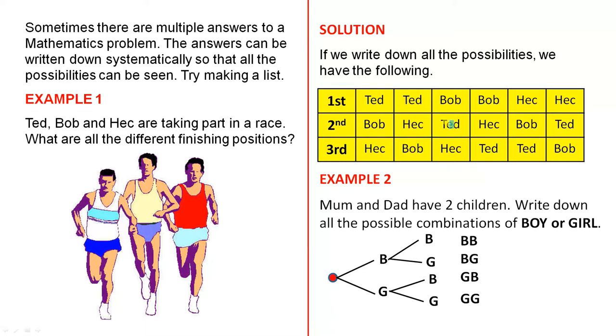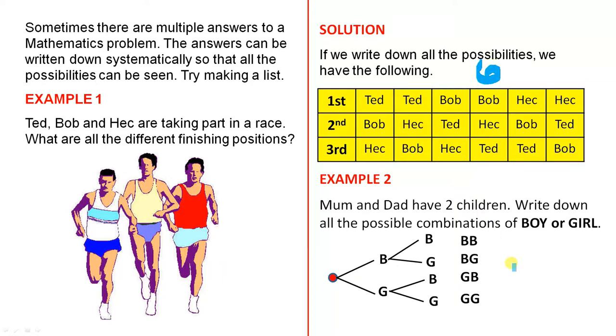Bob can win, followed by Ted and Heck. Bob can win and a different order for the other two. Heck can win, followed by Bob and Ted. Heck can also win, followed by a different order for the other two. So there are all the lists that we've written. And altogether there are 6 different finishing positions.